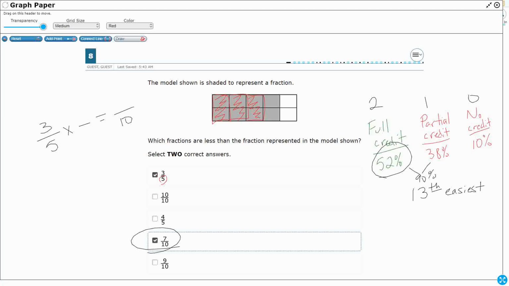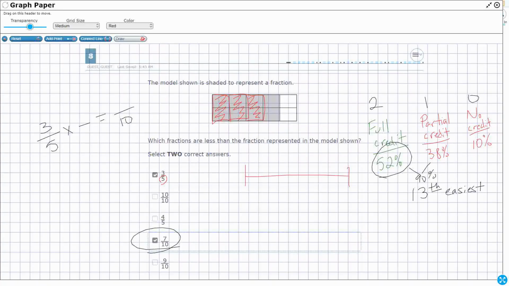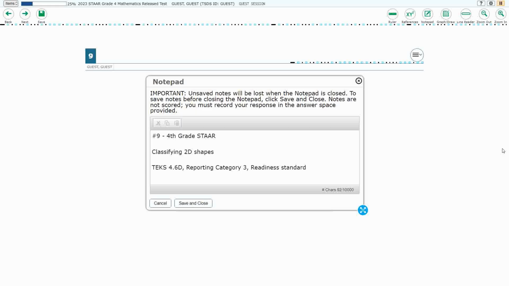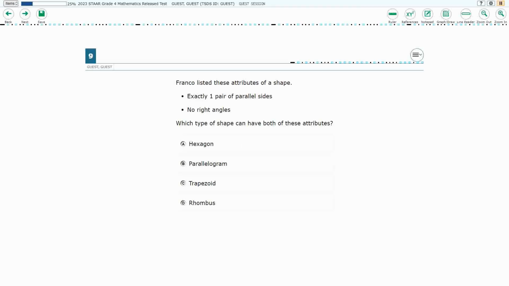And some students prefer number lines, right? So they could build a number line and they can cut it up into tenths, and then they can also cut it up into fifths, and that could be useful as well. And if they don't know for sure, right, we can actually use the graph paper here, right? We can actually cut it out here, and we can make sure that we get specific tenths, and then fifths, we can count out the number of squares there as well. For number 9, we are classifying 2D shapes. This is a readiness standard, TEKS 4.6D, and reporting category 3.